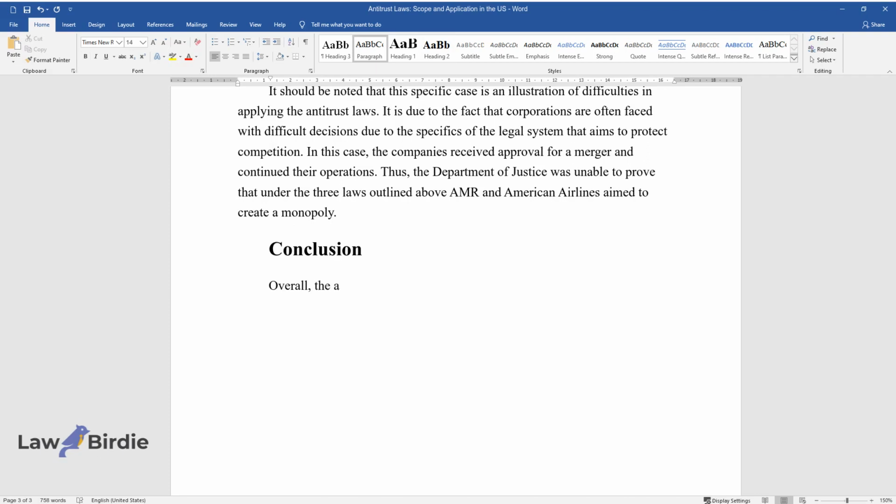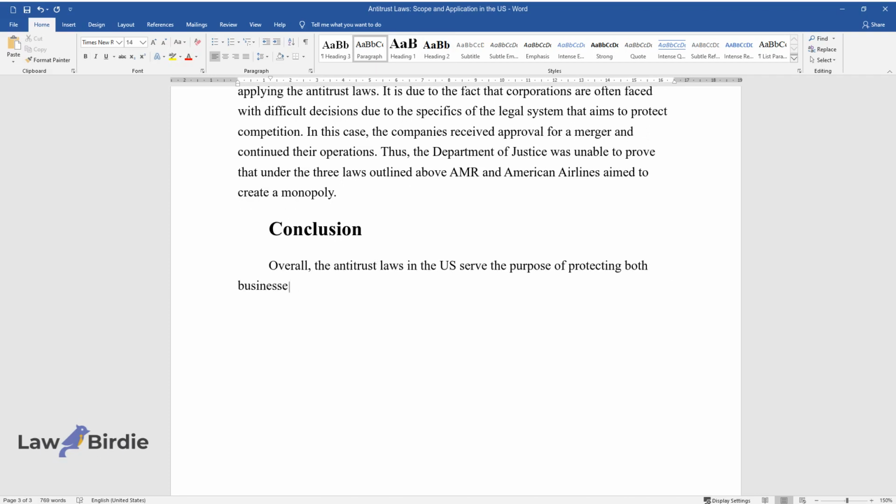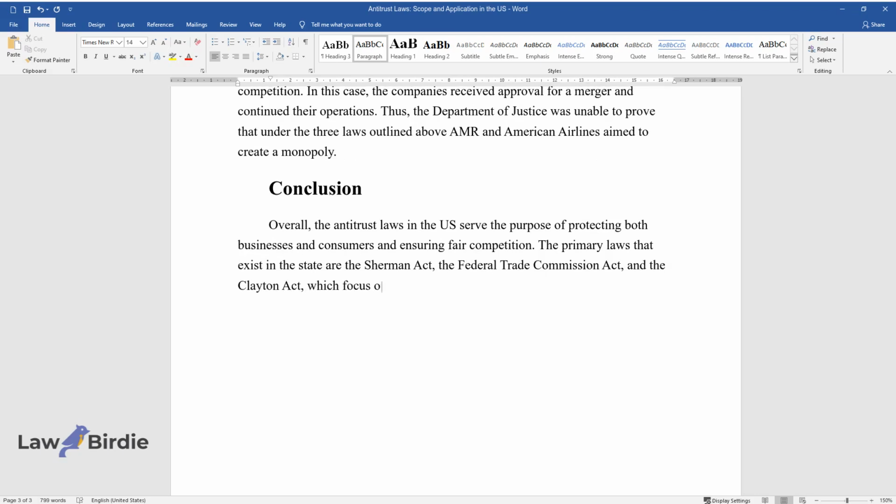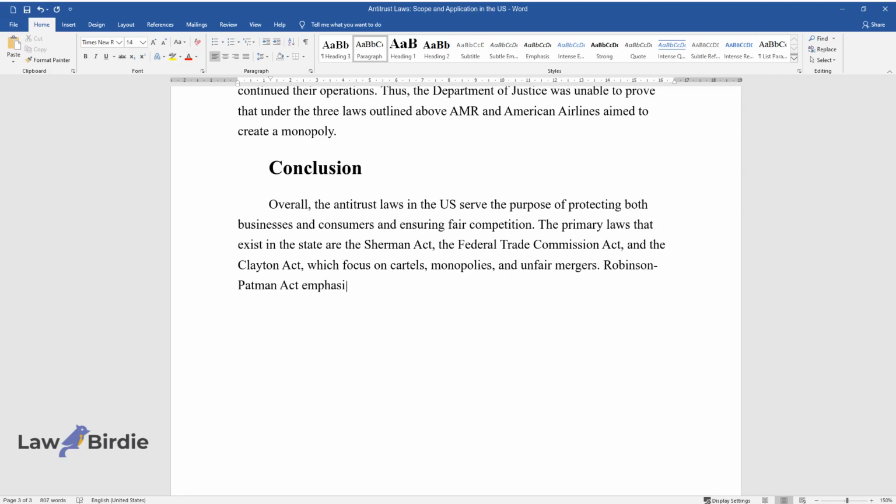Conclusion. Overall, the antitrust laws in the U.S. serve the purpose of protecting both businesses and consumers and ensuring fair competition. The primary laws that exist in the state are the Sherman Act, the Federal Trade Commission Act, and the Clayton Act, which focus on cartels, monopolies, and unfair mergers.